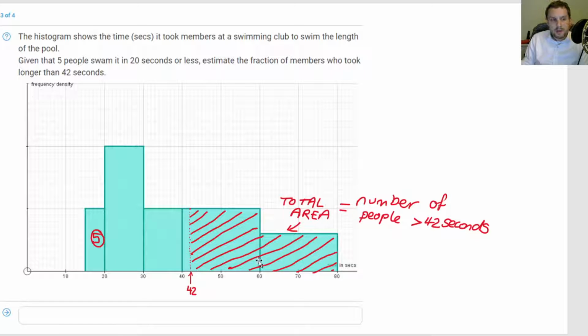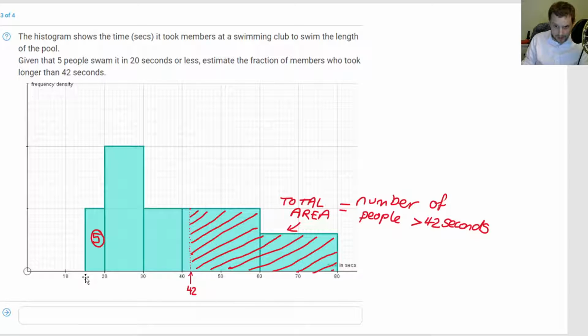And then we're going to have that out of the total area, because it's a fraction of members who took longer than 42 seconds. So this is only part of the answer. We want this number out of the total area. And then we have to bring it all the way back to the beginning. We need to work out what the scale is on the frequency density in order to work out each of these areas. So I'm going to show you how to do this now.